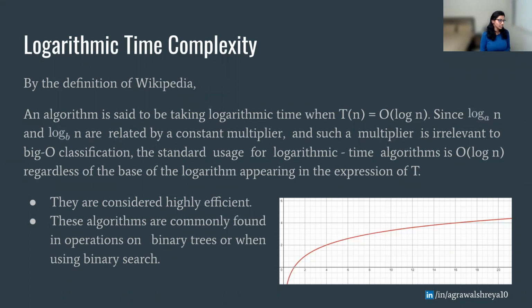Logarithmic time complexity. What is logarithmic time complexity? As the name suggests, here the number of computations that we are doing is going to be log of n. So what happens when n is some number of elements? Logarithmic time complexity has this kind of graph. If you see, the graph goes like this. So what does this mean?